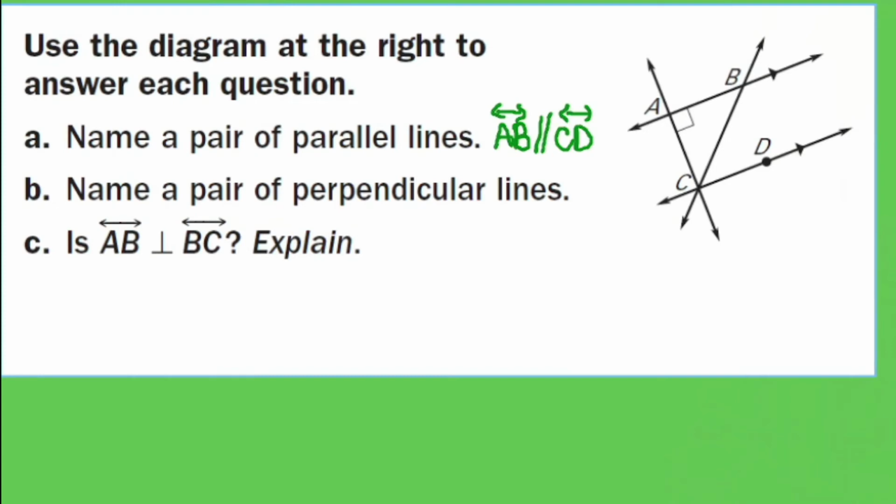Where's my perpendicular? That's my right angle that it forms. So which two lines form a right angle? I would say line AC is perpendicular to line AB.